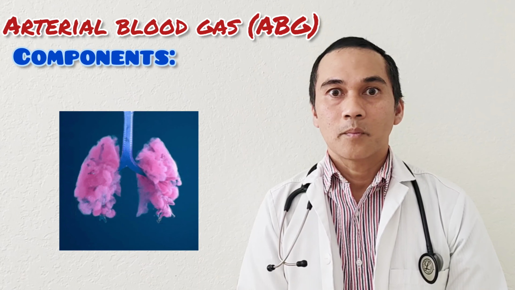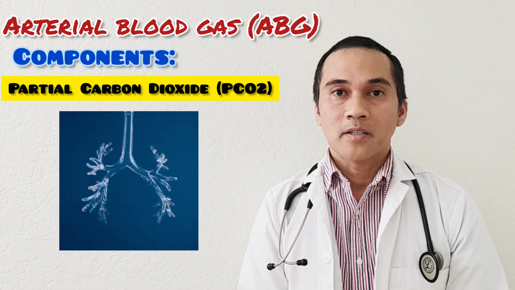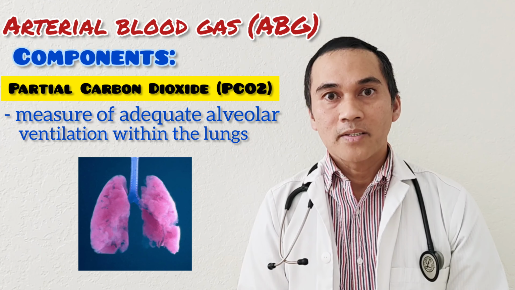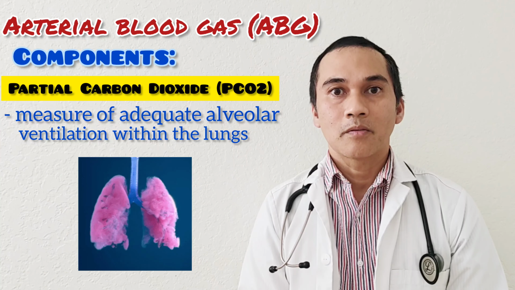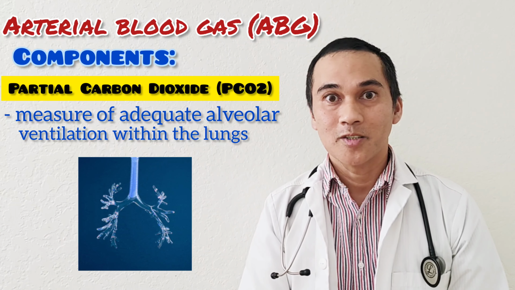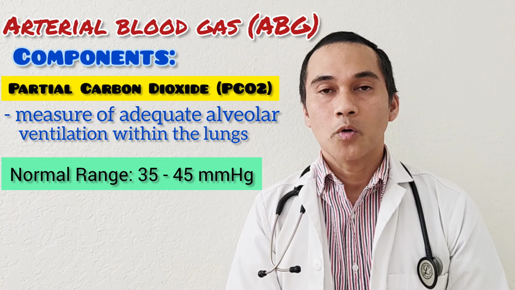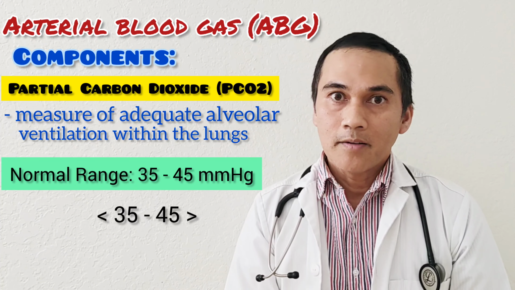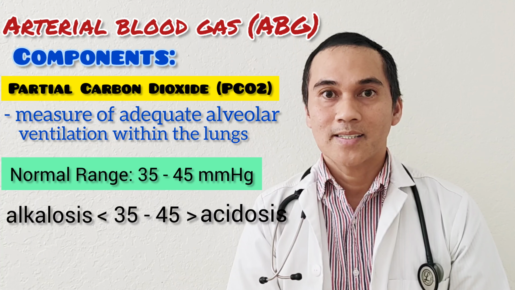And then we have partial carbon dioxide or PCO2. The partial carbon dioxide is a measure of adequate alveolar ventilation within the lungs. When we say ventilation, it is the movement of gas in and out of the lungs. Oxygenation is the delivery of oxygen to the blood and the tissue. So they're two separate entities. They're not the same. The normal range for PCO2 is 35 to 45. Below 35 is alkalotic. Above 45 is acidotic or acidic.